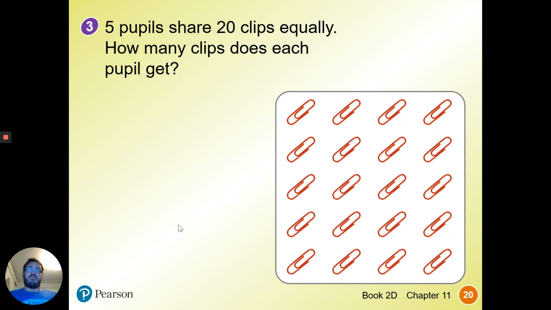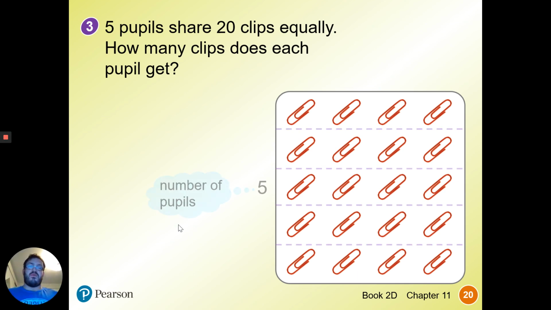Okay, then question 3. 5 pupils share 20 clips equally. How many clips does each pupil get? We do the same with our multiplication. 5 times 1 is 5. 5 times 2 is 10. 5 times 3 is 15. 5 times 4 is 20. So 20 clips divided by 5 gives us an answer of 4. Each pupil gets 4 clips.